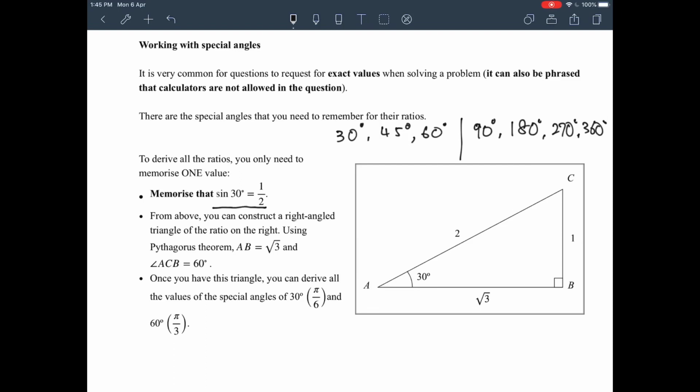To help you to remember the ratios of these special angles, what I would recommend is just remember this particular ratio: sine 30 degrees is equal to half. This will also apply to the radian angle, where 30 degrees is pi over 6.